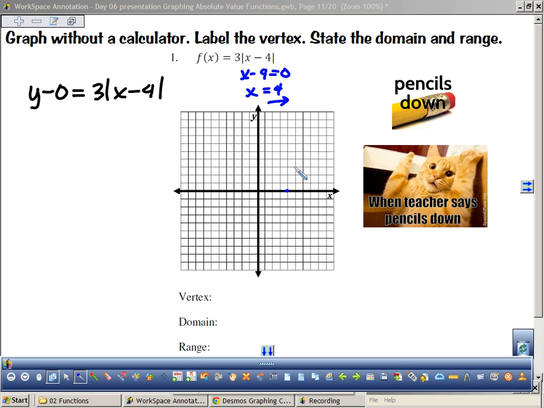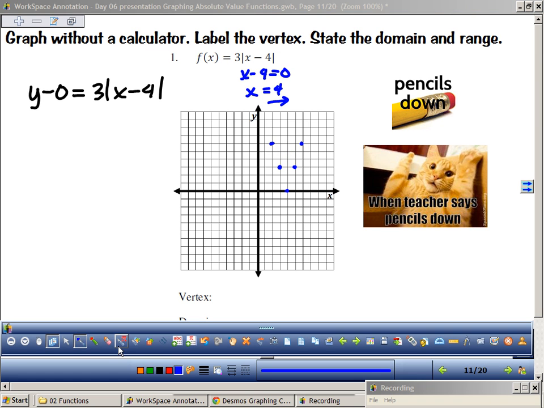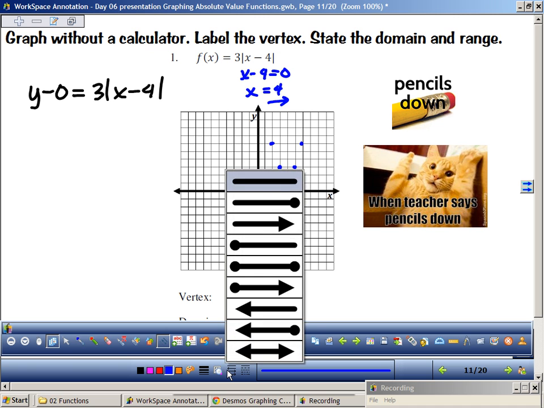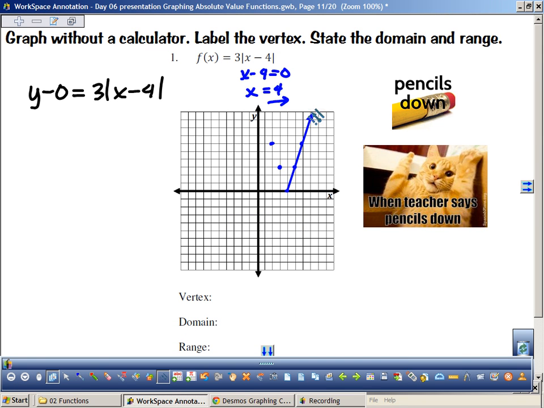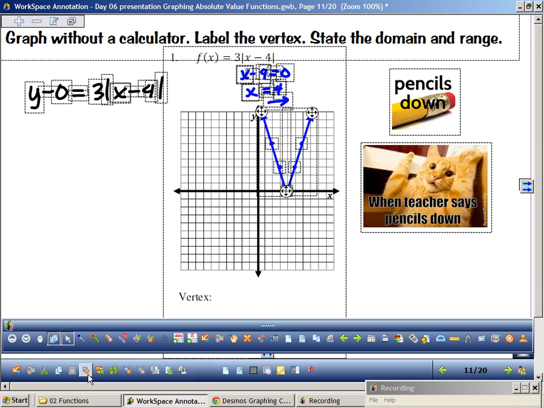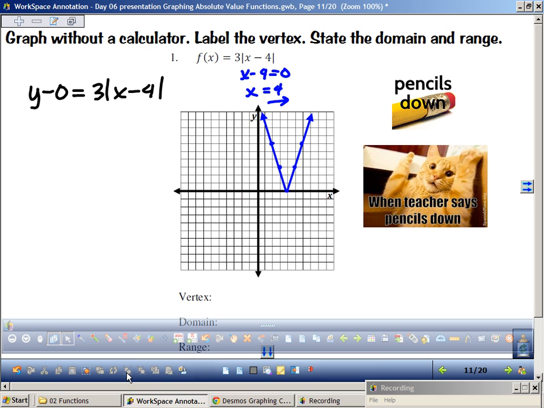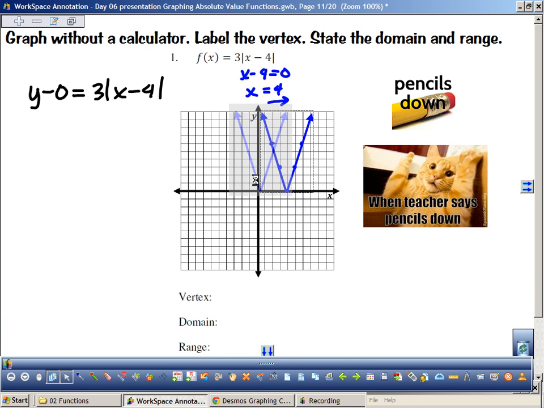Okay, so I'm going to go up 1, 2, 3 over 1 in the positive direction, and up 1, 2, 3 over 1 in the negative direction. And I'm going to draw my lines with arrows. Perfect. I'm going to group these. There's my grouping, and it shows that I started here, went over 1, 2, 3, 4, and then I made it steep.